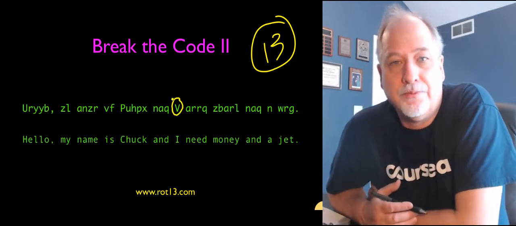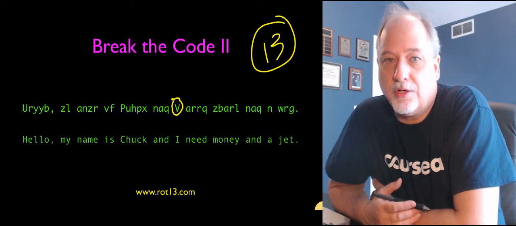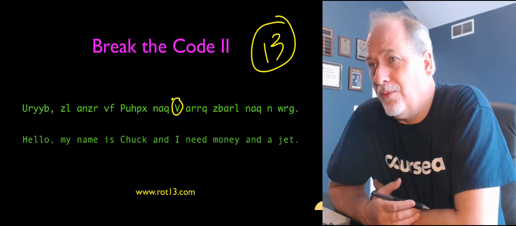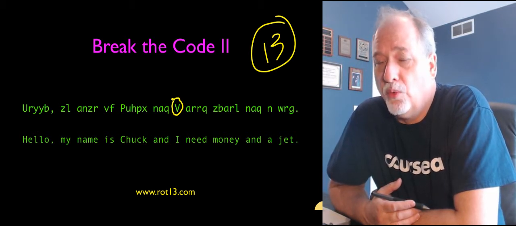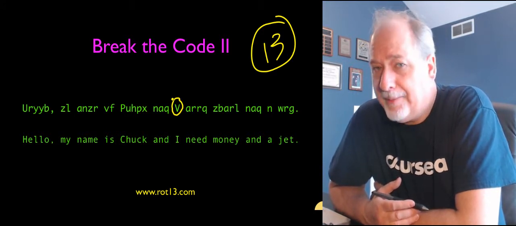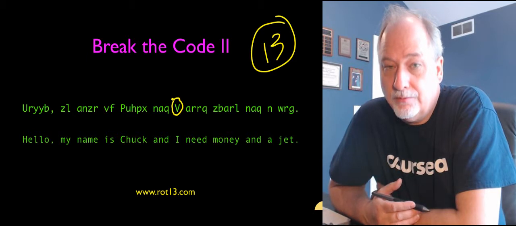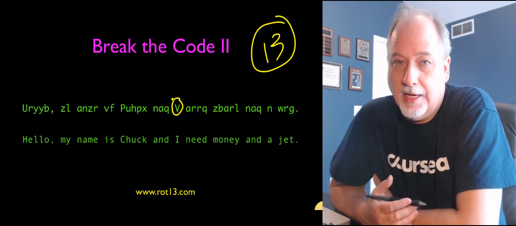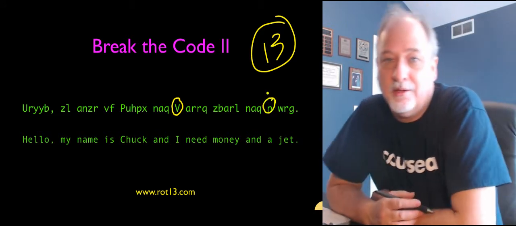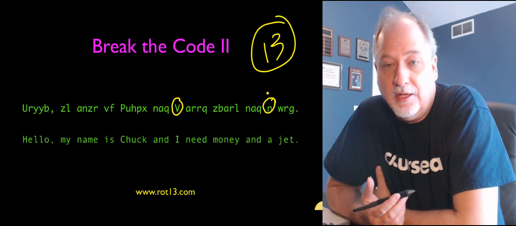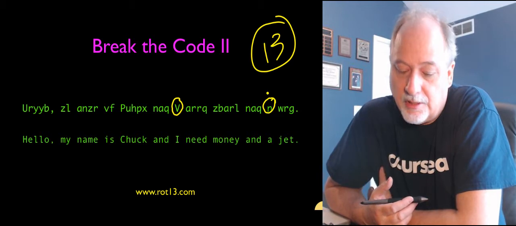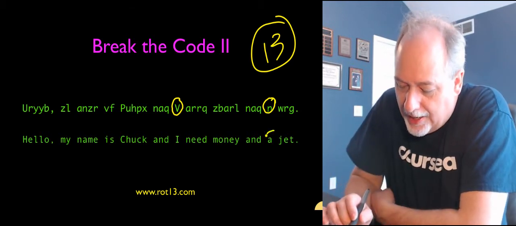In the English language, what is a single character word? We're not encrypting the spaces, you'll notice, because the spaces come across. So what is the one single character word that we have in the English language that's capitalized? Well, that's usually I. I need a jet, money and a jet. What is the single character word that is all lowercase, unless at the beginning of the sentence? That is the letter A.